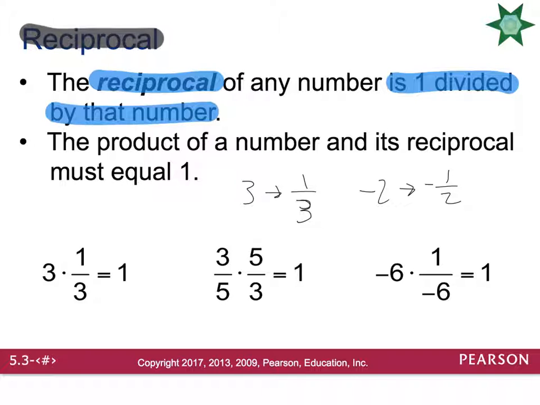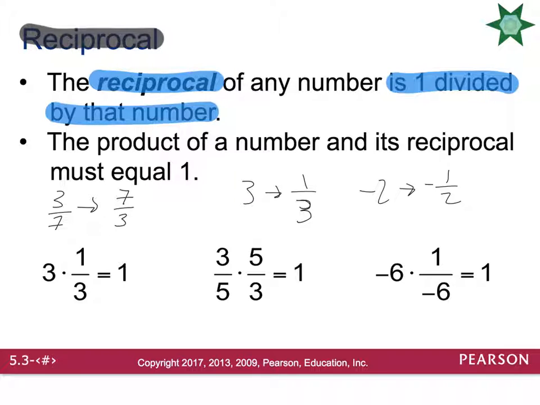But you can also do it with fractions. So let's say I have 3/7. The reciprocal of 3/7, we just flip the fraction. If we divide by that number, we just get 7/3. So we can also think of reciprocal as just flipping your fraction.